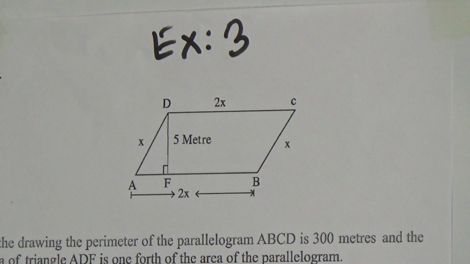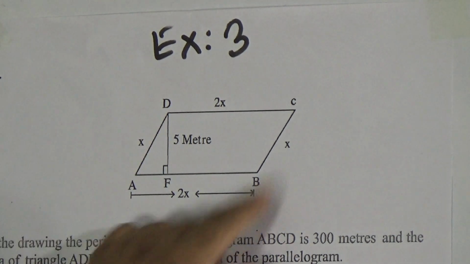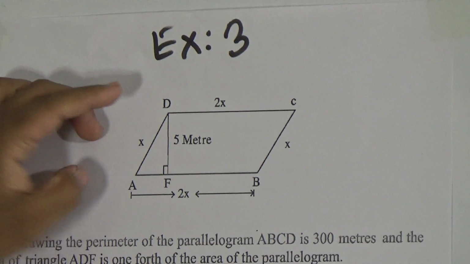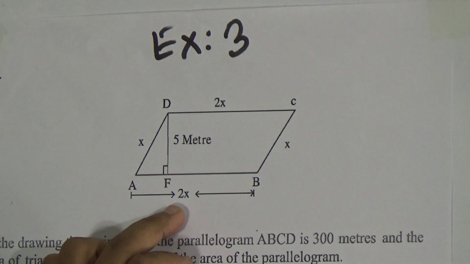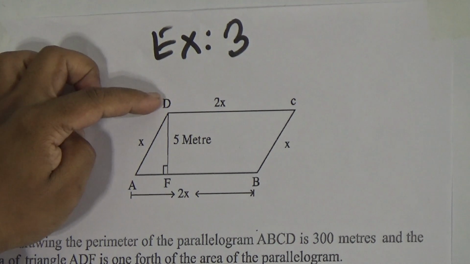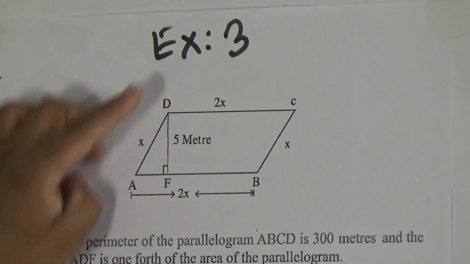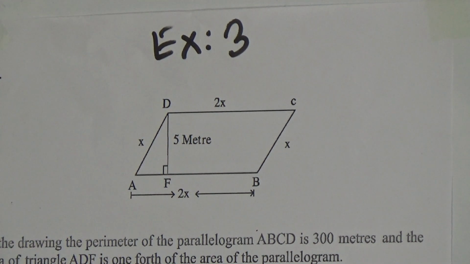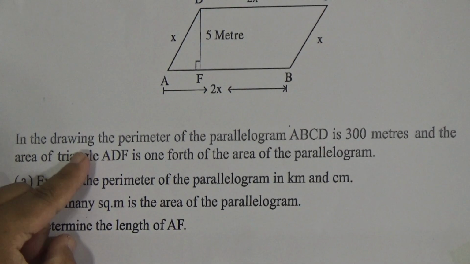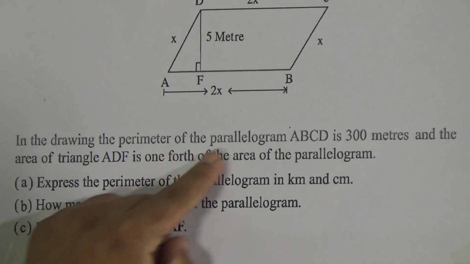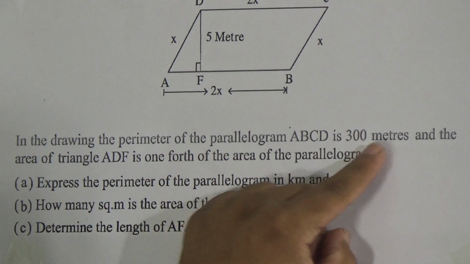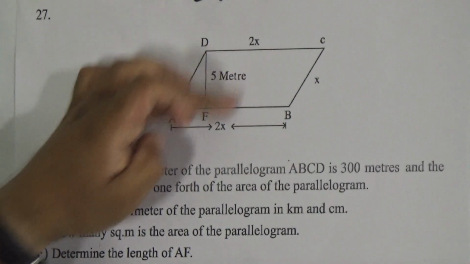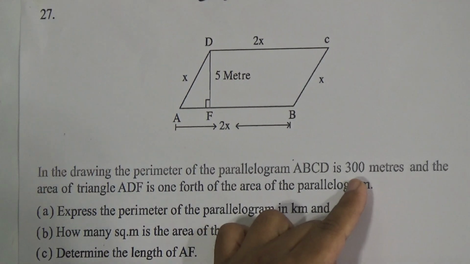Exercise 3, okay. Now, my dear students, there is a figure in the stem before. ABCD is a parallelogram, and one side is twice x and the other side's length is x. DF is the height, 5 meter. From the figure we can have this information. The stem says the perimeter of the parallelogram ABCD is 300 meters. That means this parallelogram's perimeter is 300 meters given.